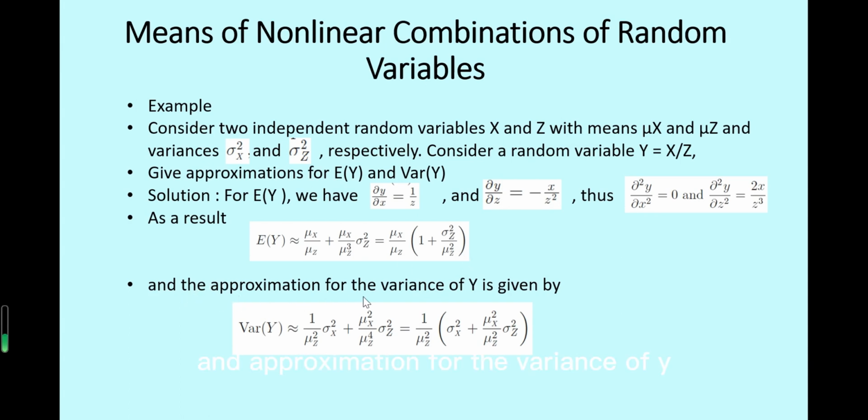And for the approximation of the variance of Y, after we fill in these derivatives and do some mathematical manipulation, we get the variance of Y equals 1 divided by mu z squared, times the variance of x, plus mu x squared divided by mu z to the fourth, times the variance of z.